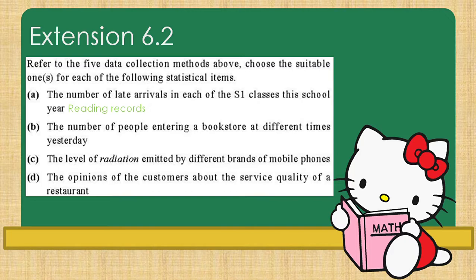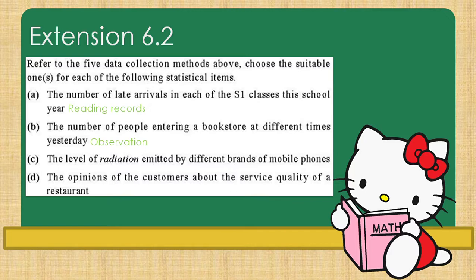How about part B? Find the numbers of people entering a bookstore at different times yesterday. In this case, we will not have any record, and it is difficult to use interviews in the field or a questionnaire. And sure, we will not use experiment. So what we should use is observation. We can just stay in the bookstore to count the number of people one by one by observation.